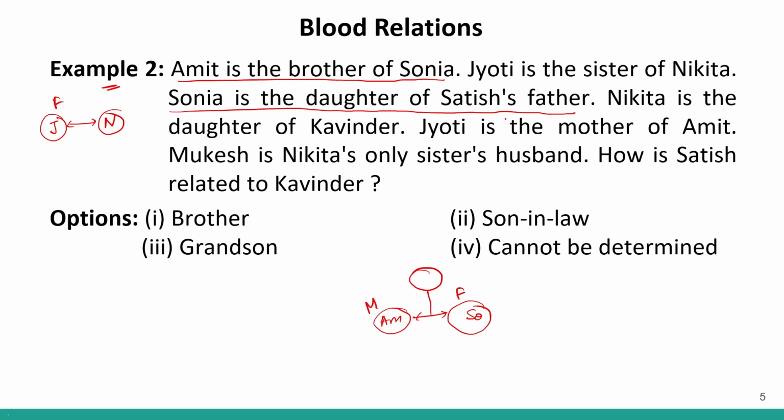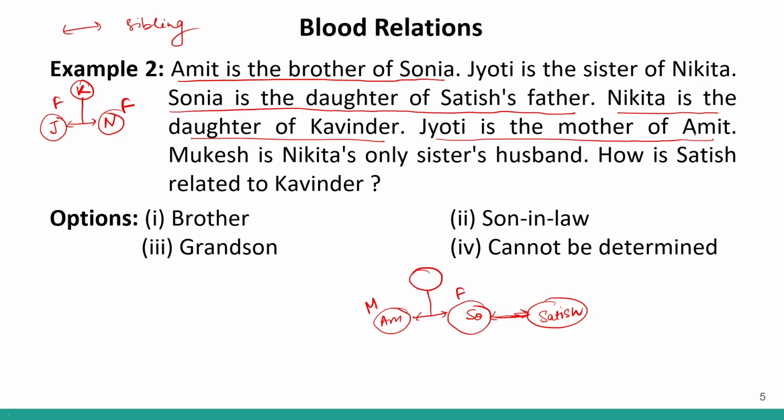Sonia is daughter of Satish's father. So Sonia will also have a brother or a sister named Satish, because Sonia is the daughter of Satish's father. This bond represents sibling. Okay? Sonia is the sister of Satish because Sonia is the daughter of Satish's father. So now we get 3 siblings, Amit, Sonia and Satish. Okay? In which we know the gender of Amit and we know the gender of Sonia. Nikita is the daughter of Kavinder. So we have Nikita, daughter, that means female, of Kavinder. Kavinder's gender is not known. Okay.